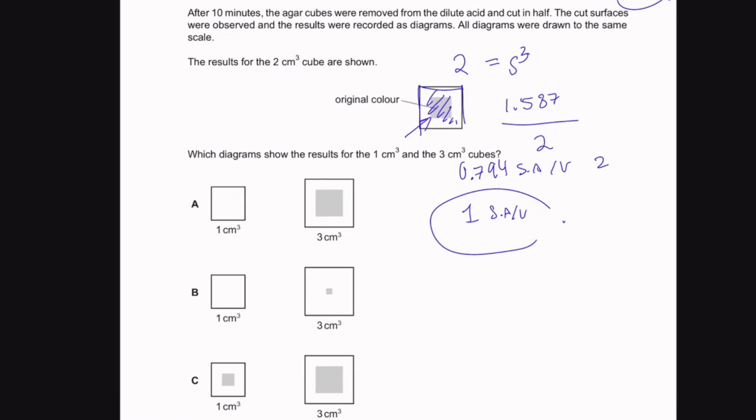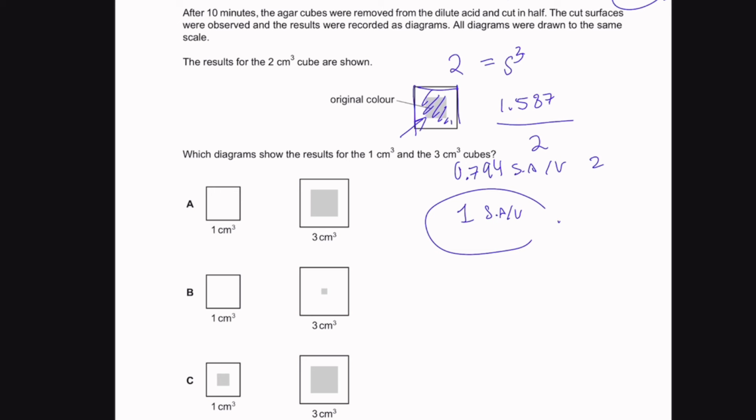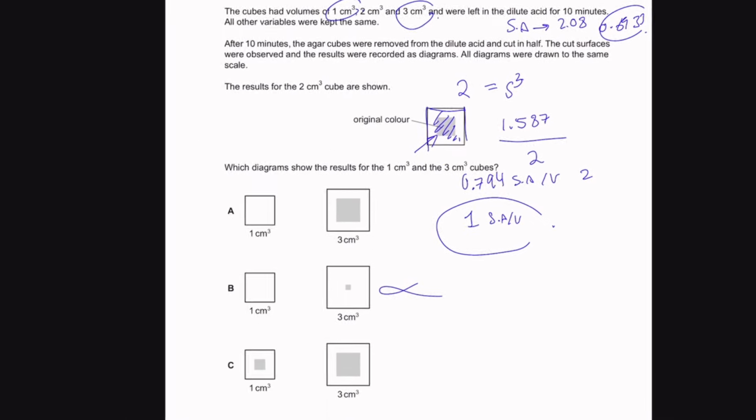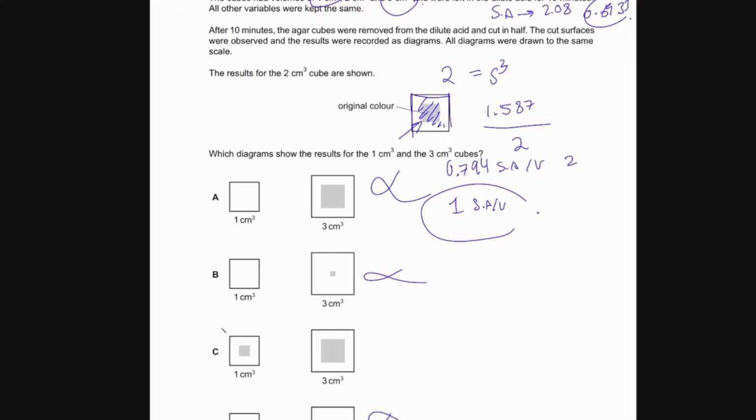Now here, if we look at the options that we have, they were left for only 10 minutes. Obviously, we won't have this situation because the surface area to volume ratio for cube 1 is far higher, and so we should have more diffusion in cube 1 than in cube 3. And obviously we won't have this situation over here where in 10 minutes the cube just goes magically white. Actually, no, it's also not going to be A, because again, we only have 10 minutes, and for the acid to completely dissolve and change the color is quite impossible. So I would say it's going to be C.